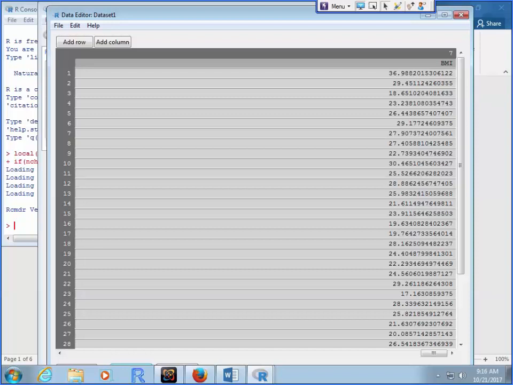Then you have these BMI values. You know about BMI, right? The regular range is like from 20 to 30, 40s. So this looks right. If you see something that is extremely large or extremely small, that means you don't have the right numbers. So that's BMI.